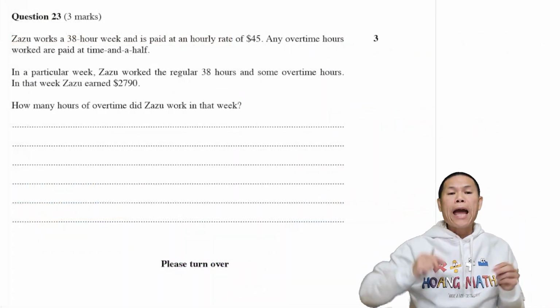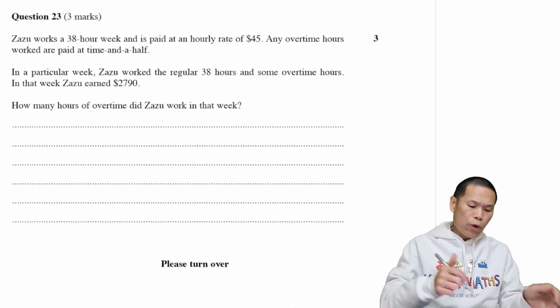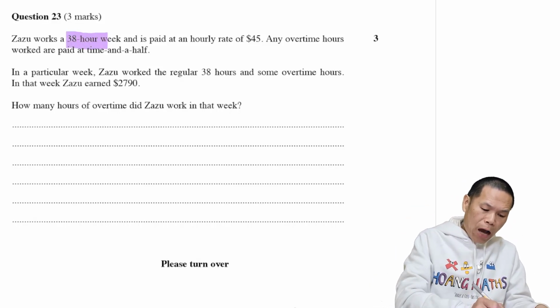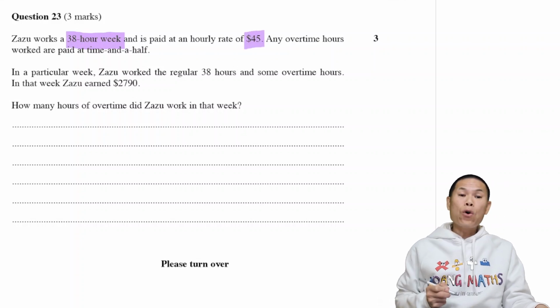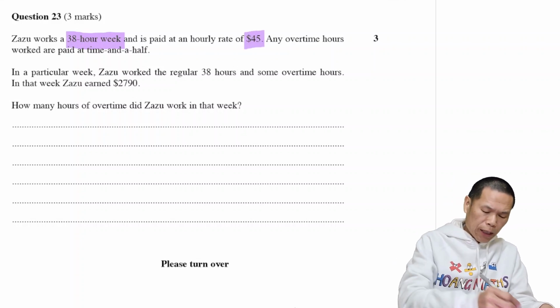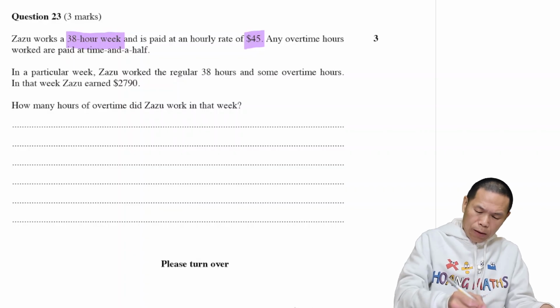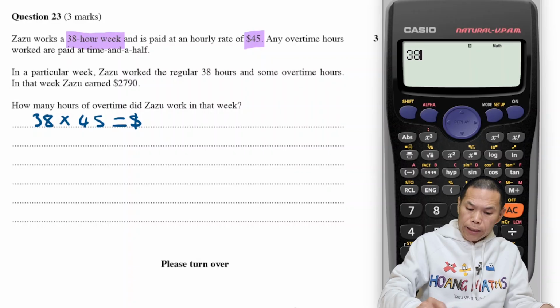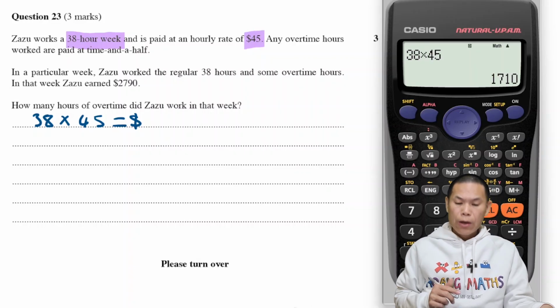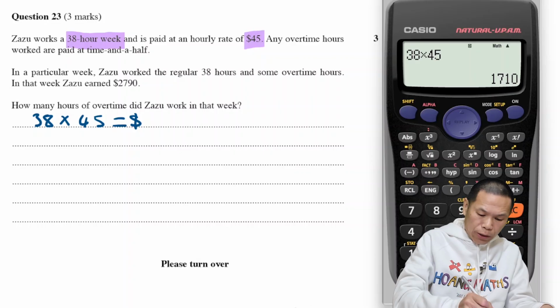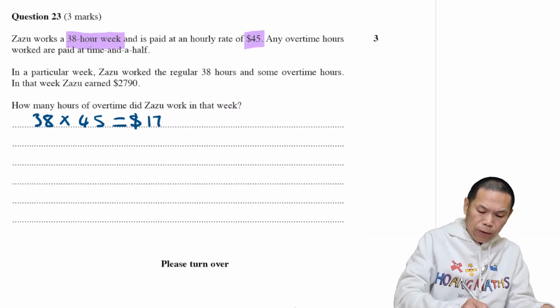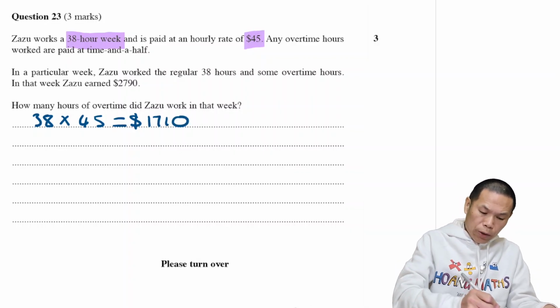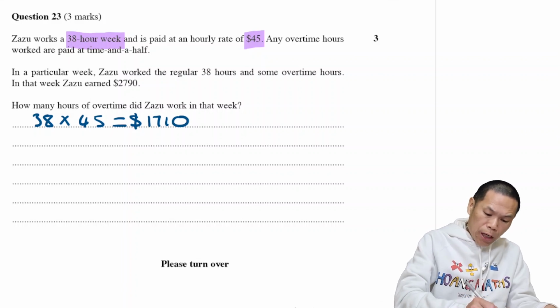To work out how many hours of overtime, first of all, we know that it's 38 hours a week and the rate is $45. So let me just work this out first. This is regular earning, or income, if you like. 38 times $45, so 38 times 45 gives $1,710. So now we know that Zazu earned this much.